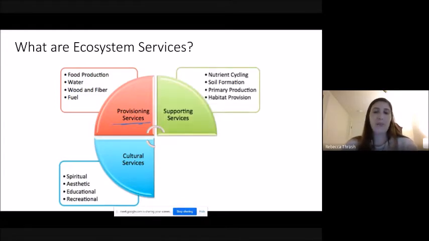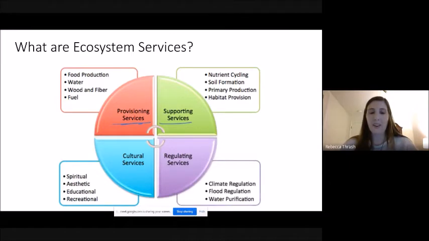So then there are the most basic services that support everything else that ecosystems do for us, and we call those supporting services. So this is things like soil formation, nutrient cycling, providing habitats for all living things. And then there are regulating services, and these are becoming more and more important as we are realizing how much of our human impact is reducing ecosystems' ability to provide these services for us. So these are things like climate regulation, flood regulation, and water purification.